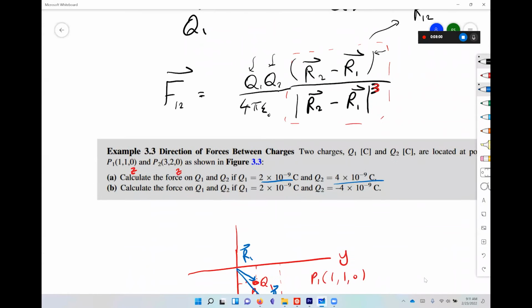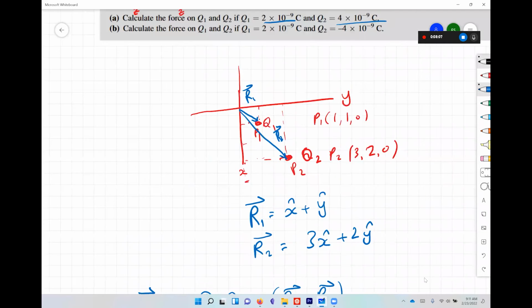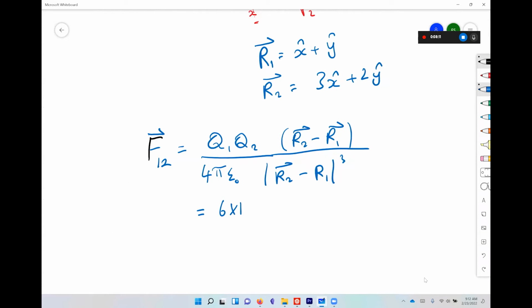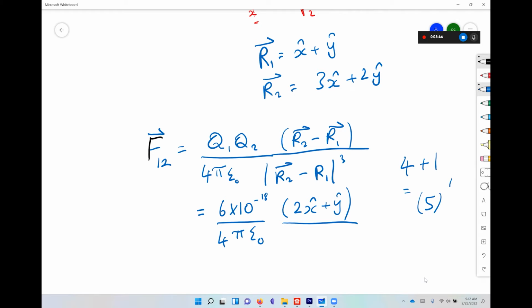And then I have Q1 is 2, Q2 is 4. So it's going to be 8 times 10 to the power minus 18. 4 times 2 is 6. 6 times 10 to the power minus 18 over 4 pi epsilon naught, whatever that is. And then R2 minus R1 is going to be 3x hat minus x hat, which is 2x hat, and 2y hat minus y hat, which is plus y hat. So this is R2 minus R1. R2 minus R1 magnitude is what? It's going to be 2 squared, 4, plus 1 squared, 1, which is 5, square root. This is the magnitude, and then to the power 3, 3 over 2. So it's going to be 5 to the power 3 over 2.